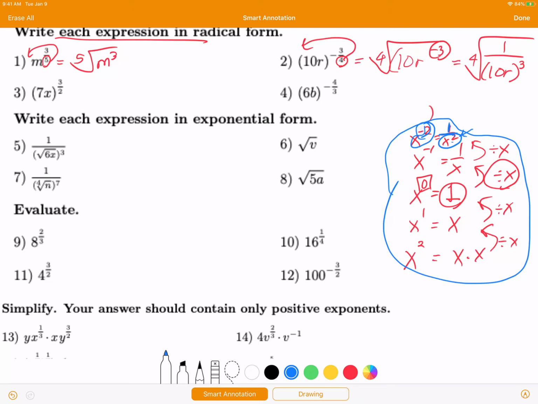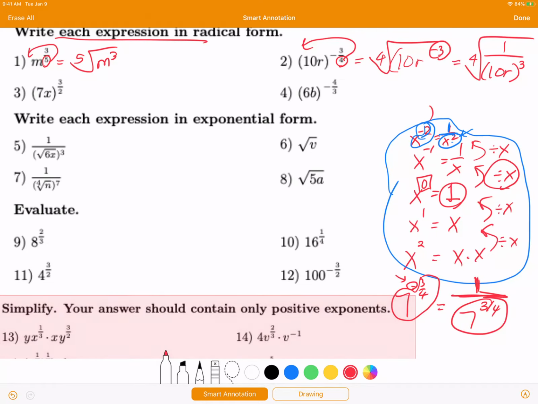So, for example, if I were to give you 7 to the power of negative 3 over 4, that's just 1 over 7 to the 3 over 4. Just put the entire thing in the denominator. The negative sign is taken care of by doing this 1 over, and that's it. Write each expression in the exponential format. I'm going to do 5 and then let's say 6.